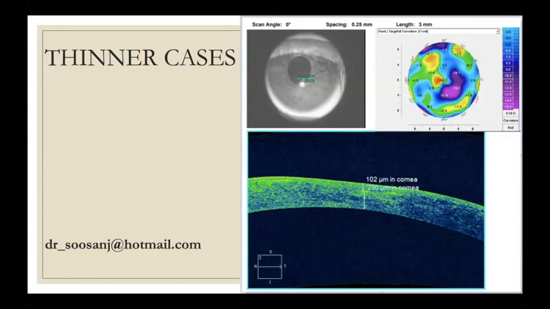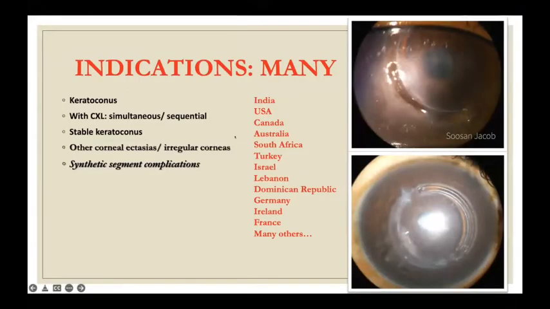And also the biggest advantage is he does not need the kind of follow-up that you would need for a DALK otherwise, with all the sutures and everything that's involved in DALK. The indications are, of course, keratoconus and other causes of corneal ectasias. You could put it in post-cross-linked keratoconus also, and also as treatment for synthetic segment complications.